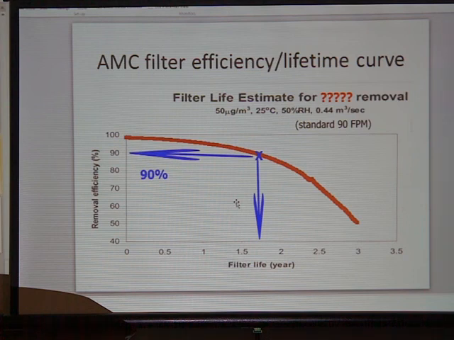Now, there's nothing magic about 90%. You don't have to change the filter at 90, but that's kind of a de facto standard. When it's not removing as much as 90% of the species that you're worried about, that's typically when the filters are replaced.